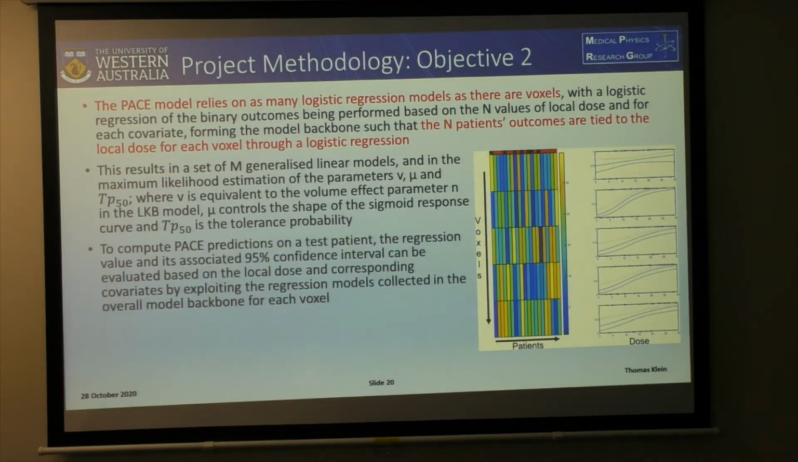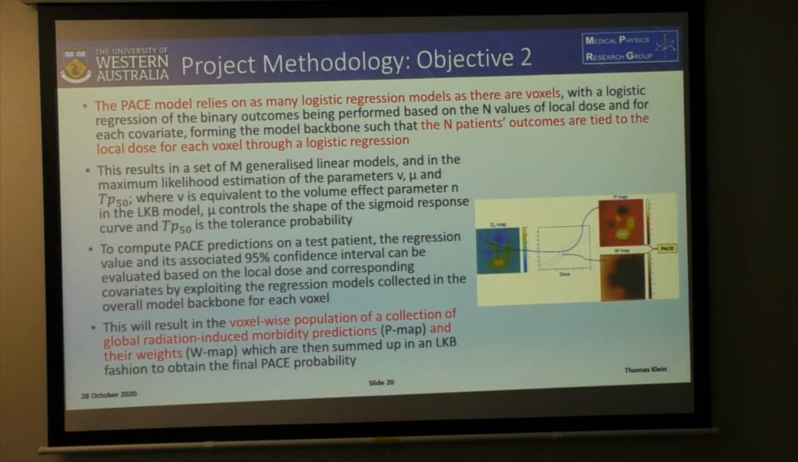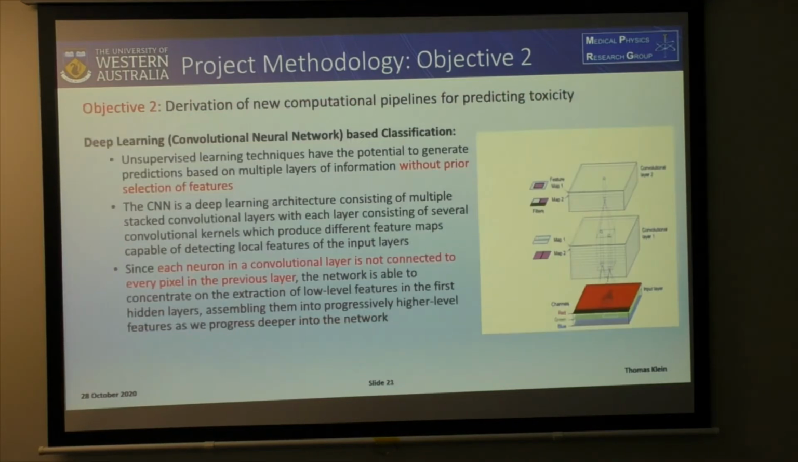So for an unknown patient, to make PACE predictions, we can then compute the regression value and its confidence interval on a voxel by voxel basis using this model backbone, which provides us with a map of probabilities and a map of their weights, which we can then sum up in a similar fashion to the Lyman-Kutcher-Burman model to get our PACE probability, which is our radiation-induced morbidity map.